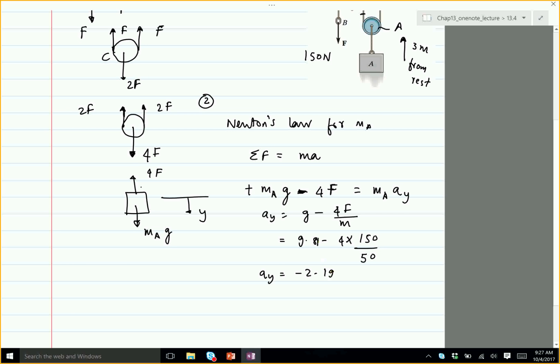Okay, so when you see this negative sign, it just means that it's opposite to what you assumed: it's not moving down as you assumed, it's moving up. So you can assume it to move in the way it is moving, and then figure out the answer, and that is your final answer.